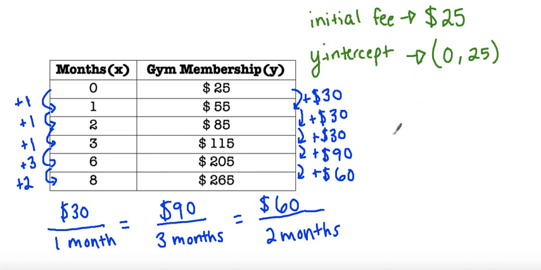So the gym membership, which is Y, is equal to 30x, because it costs $30 a month, plus my initial fee of $25. So here my slope is 30 because the gym membership costs $30 per month, and my y-intercept is $25 because when you first join the gym, you have to pay an initial fee of $25 to become a member, which is very common in a lot of gyms.